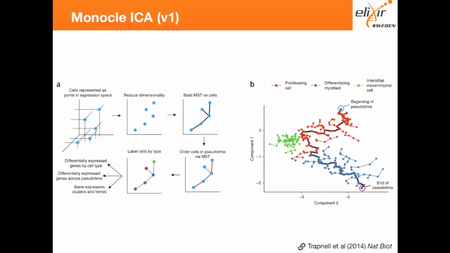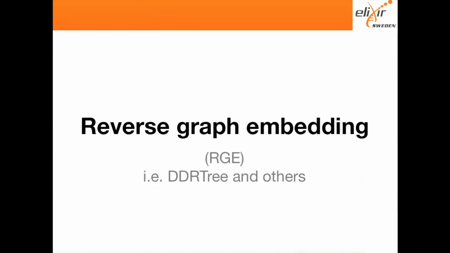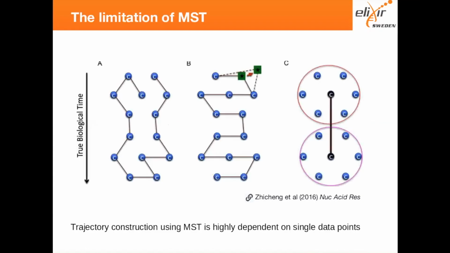So no more questions about minimum spanning tree. We can go to the next method, which is also implemented in Monocle 2 and many other modern trajectory inference algorithms. Here is what is called reverse graph embedding, RGE. One of the common examples is DDRTree, and there are simple principal trees or principal graphs. There are many names for it, and algorithms as well.